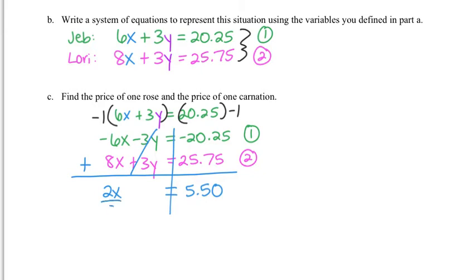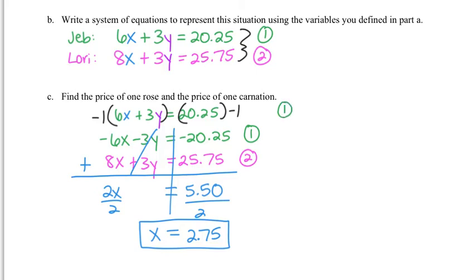All right, so let's divide by 2 to figure out the cost of 1 rose. So x equals 550 divided by 2 is 275. All right, so that's how much a rose costs. Now we can go back and find out how much a carnation costs. We can use either of the original equations. I'm going to go ahead and use Jeb's equation just for fun. So equation number 1, 6 times 275, and then plus 3y equals 2025.